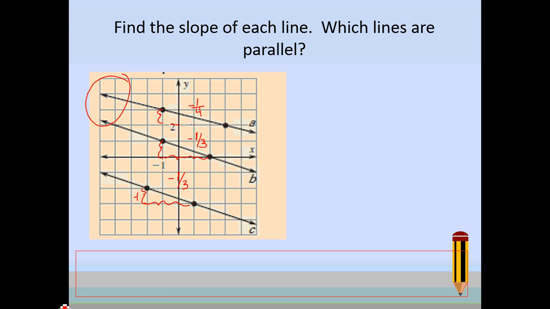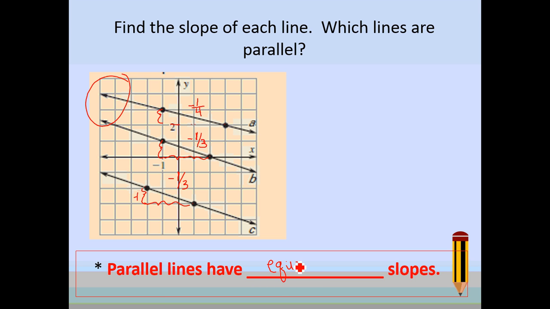So the fact that you learned in algebra was that parallel lines have the exact same slope. So parallel lines have equal slopes. So we have to make sure that when we think lines might be parallel, we check their slope just to be certain. So please write that fact into your notes in your list of slope facts, if you will.